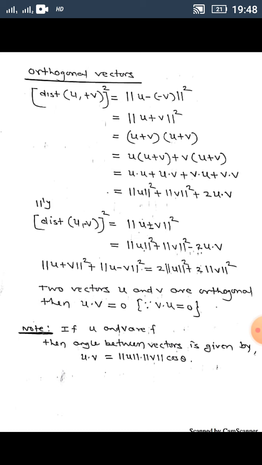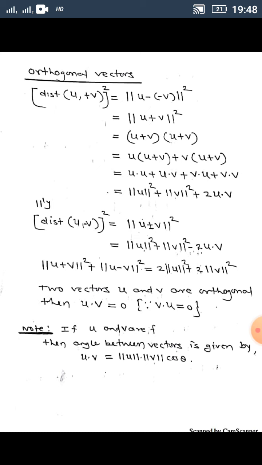If the two vectors are orthogonal, we can say that the norm of the distance between u and v squared is norm of u squared plus norm of v squared. Otherwise, it is as it is. If v is negative, then the plus 2 u into v will become minus 2 into u into v. The only change is that for plus v, the sign will be plus, and for minus v, the sign will be minus.